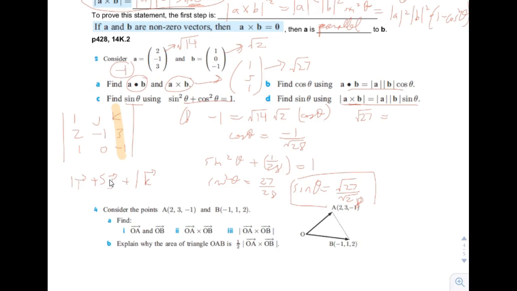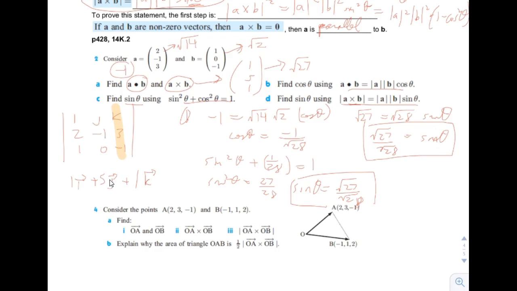the magnitude of A, which is square root of 14, times the magnitude of B, which is square root of 2, so it's square root of 28, right? And then we have sine theta. Now we solve for sine theta, and we find it's equal to square root of 27 over square root of 28. So all we did was confirm in two different ways that the sine of theta is equal to square root of 27 over 28. All right?